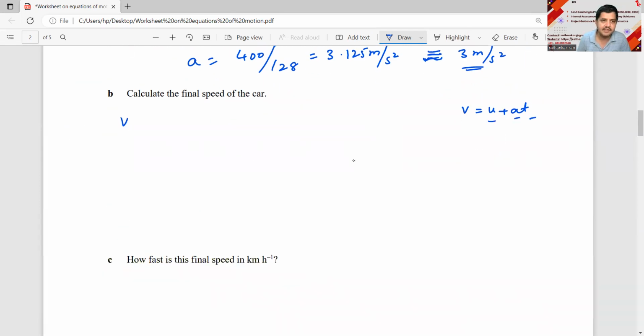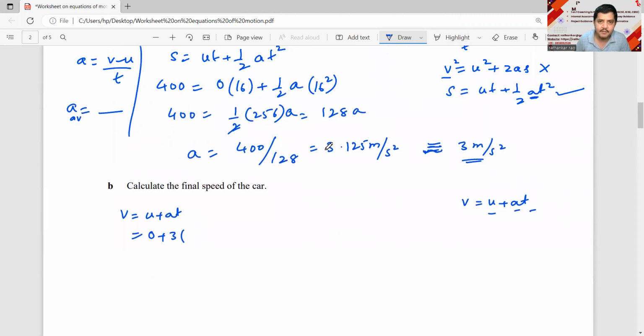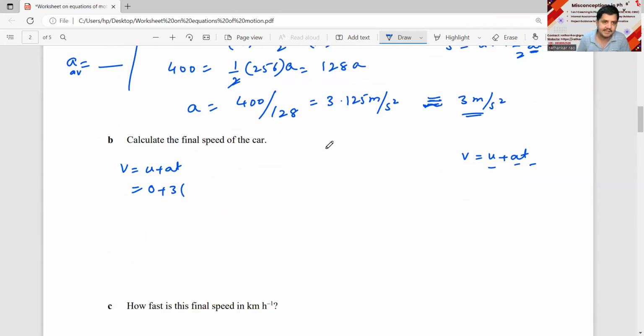Okay, now let us start with this. So therefore, v is equal to u plus at, and thus I'll substitute u equal to 0 and a is equal to 3 multiplied by t. What is the value of t? Value of t is 16 seconds. So which should now be equal to 48 meter per second. This is the final speed of the car, right?